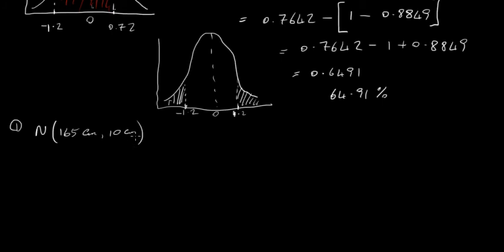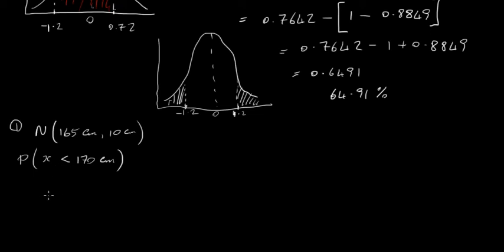If a student is chosen at random, find the probability that the student's height is less than 170 centimeters. So we're looking for the probability that our x value, our student, will be less than 170 centimeters. First of all, when we talk about normal distributions, less than and less than or equal are effectively the same thing, so you don't worry about which one it is.